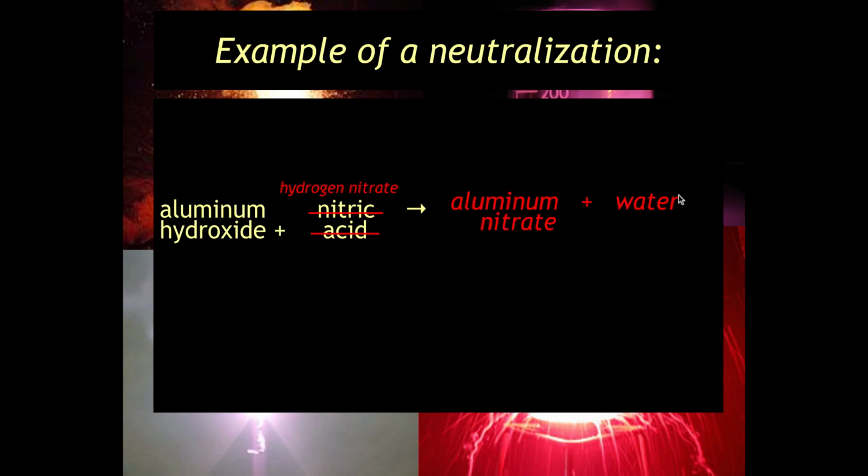And you may wonder, well, wait, why water? Well, once you switch the aluminum with the hydrogen, over here you're going to have hydrogen hydroxide. But hydrogen hydroxide is the same thing as water. It's HOH, which is just H2O. So that's why we get water. So when you do a neutralization reaction, water is always going to be a product because you're always going to generate hydrogen hydroxide.